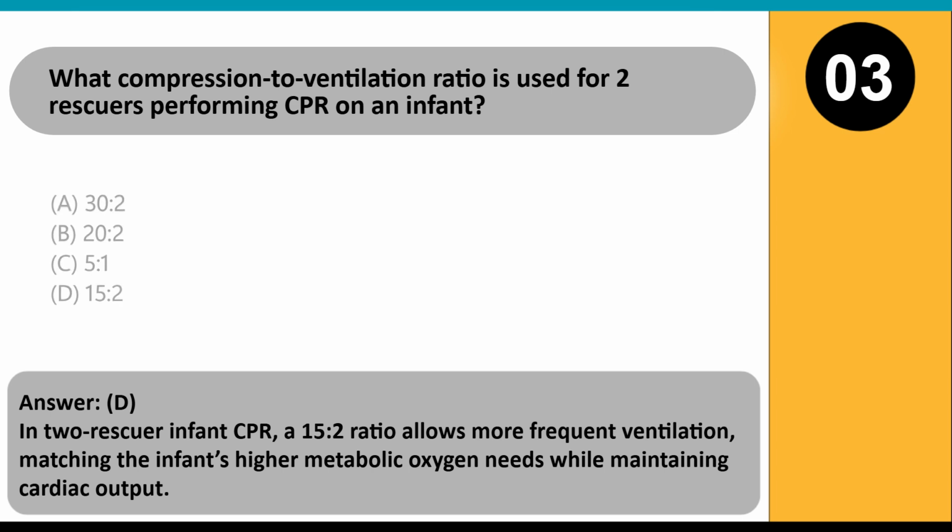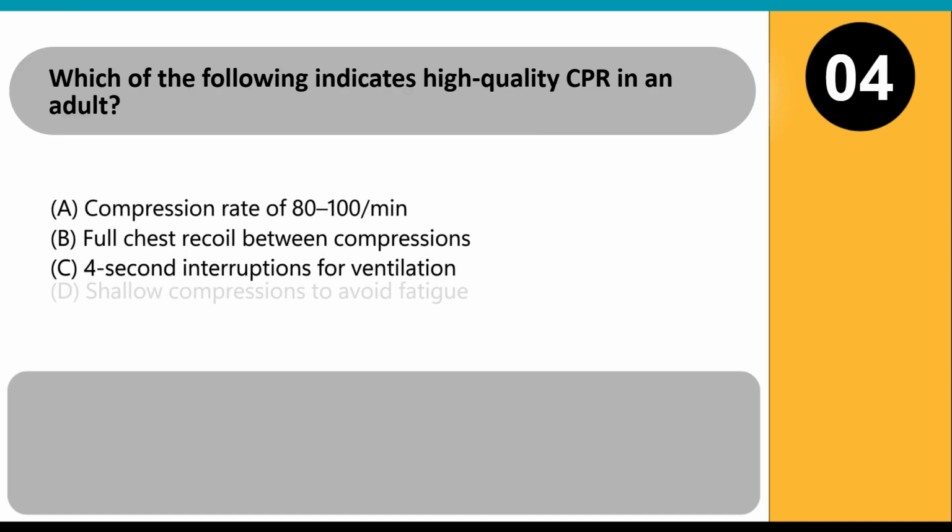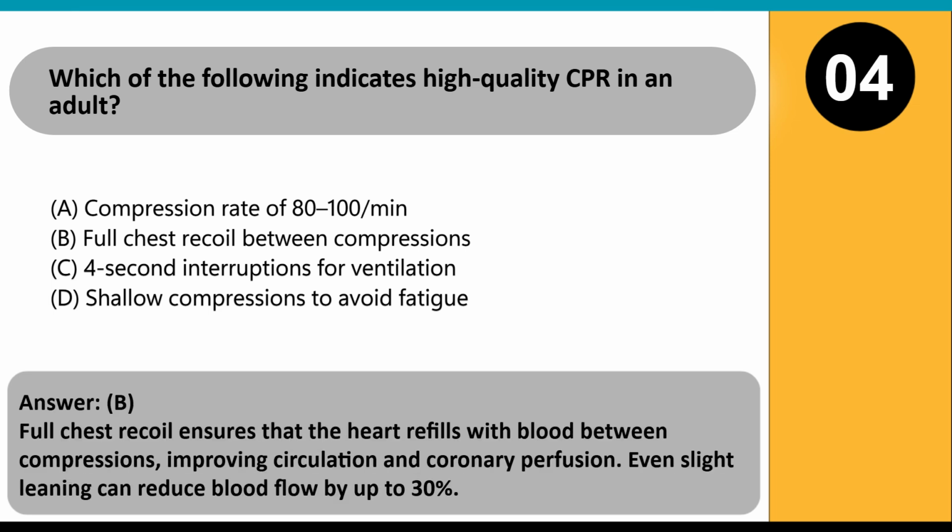cardiac output. Which of the following indicates high-quality CPR in an adult? A. Compression rate of 80/100/min. B. Full chest recoil between compressions. C. 4-second interruptions for ventilation. D. Shallow compressions to avoid fatigue. Answer: B. Full chest recoil ensures that the heart refills with blood between compressions, improving circulation and coronary perfusion. Even slight leaning can reduce blood flow by up to 30%.